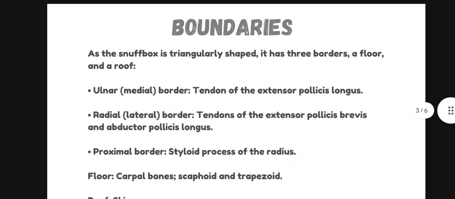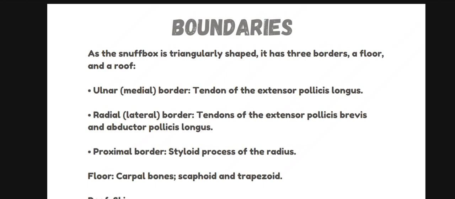Now let us discuss about the boundaries. As the snuff box is triangularly shaped, it has three borders, a floor and a roof. The three borders are, first of all, ulnar or medial border. In the medial border, there is tendon of the extensor pollicis longus. In the lateral or radial border, tendons of the extensor pollicis brevis and abductor pollicis longus.